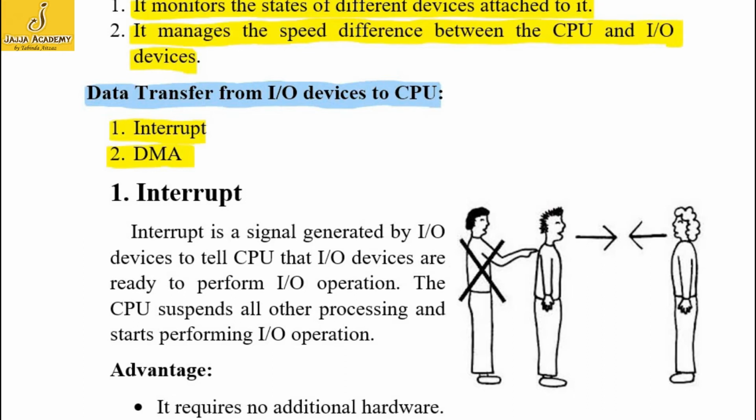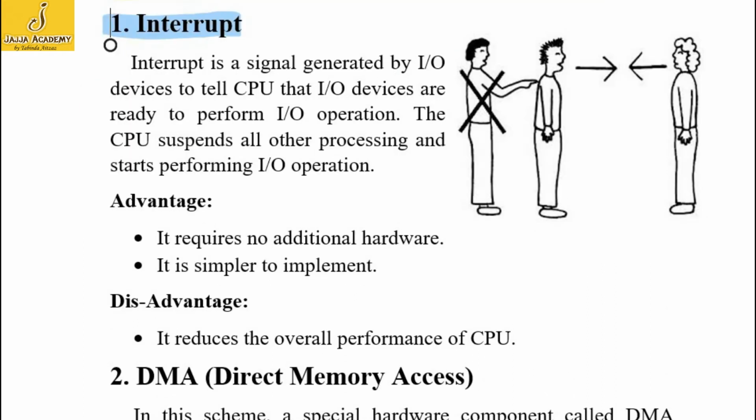Let's discuss the first method, interrupt. Let's understand the meaning of interrupt. Suppose two people are communicating with each other. Meanwhile, a third person comes and interrupts their communication. Now the person being interrupted will stop the ongoing conversation and will pay attention to the person who interrupted him. So due to this interruption, this conversation or this meeting is suspended.